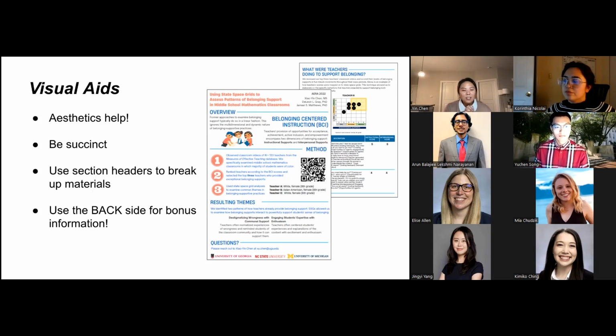And then something else that people don't think about is that it's not like a poster session where it's pasted on a wall, and you can actually use the backside of the sheet too. So for me, I knew that my method wasn't really in depth and that people might want more detail about the method. And so I used the backside of my sheet to really go in depth and give people that bonus information in case they want it.